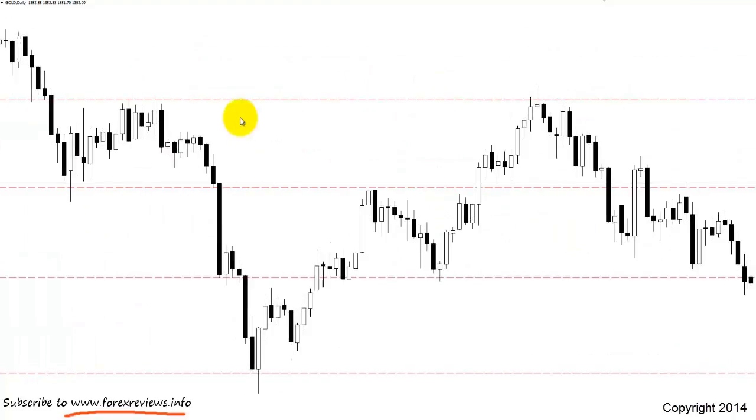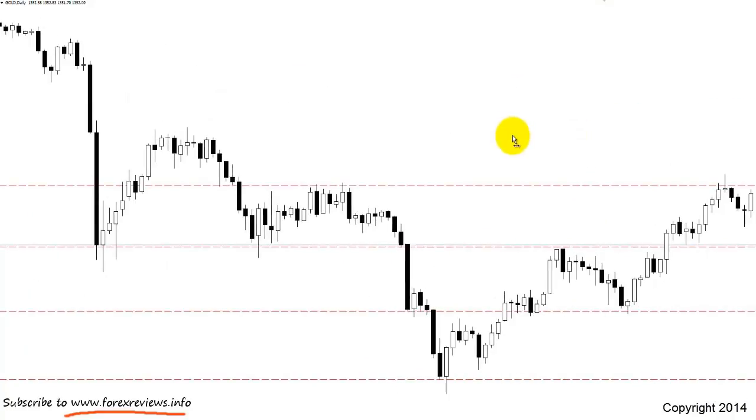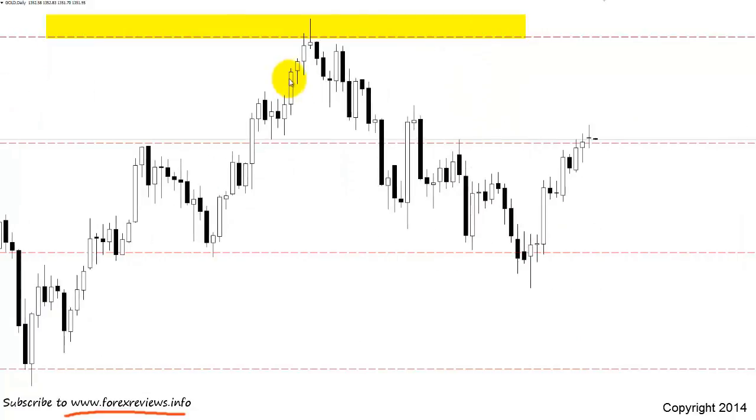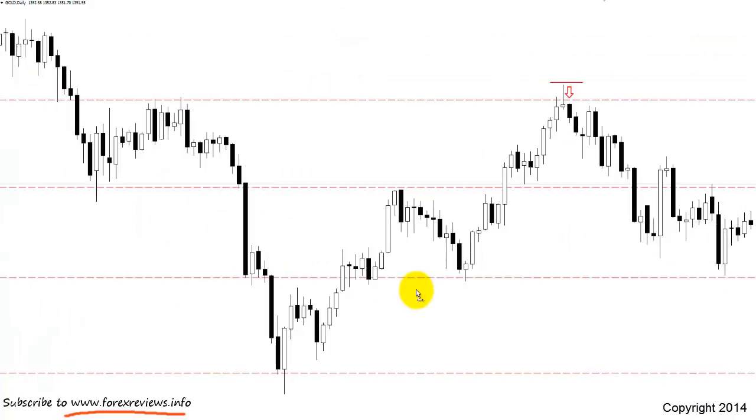This was previously a resistance in the past. Price came up here, tested it, fell down. So we knew that we got a good candle up here, and this could be a good resistance zone. Place a stop above the pin bar. And we got a nice little engulfing, and price went down.